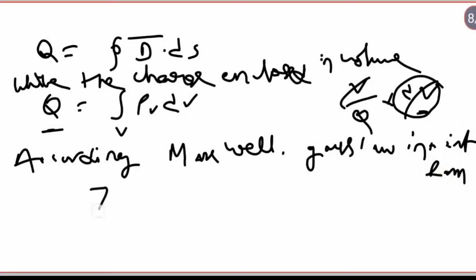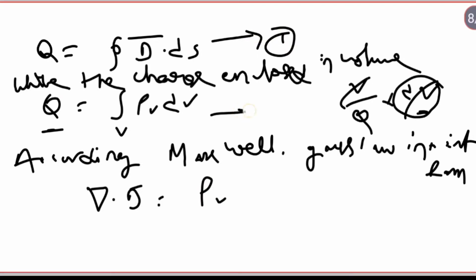According to Gauss law in point form, we can write del dot D bar equal to rho v. Make it equation number 1. According to Gauss law, we can represent q in volume charge density; make it equation number 2. According to Maxwell's first equation, divergence of D bar, or del dot D bar, equal to rho v. Make it equation number 3.